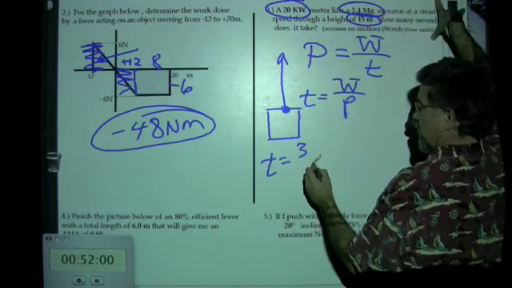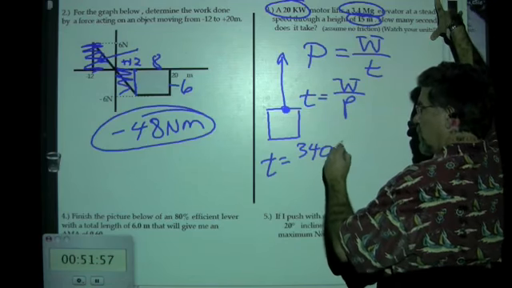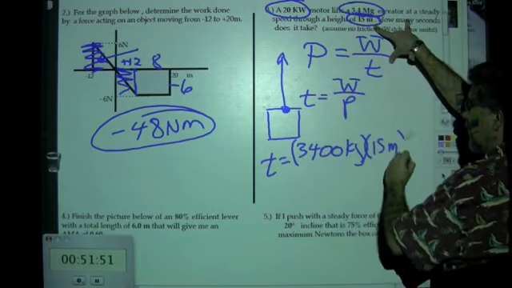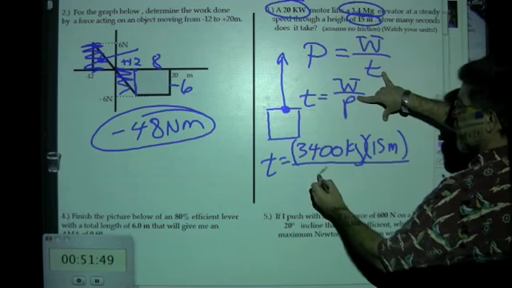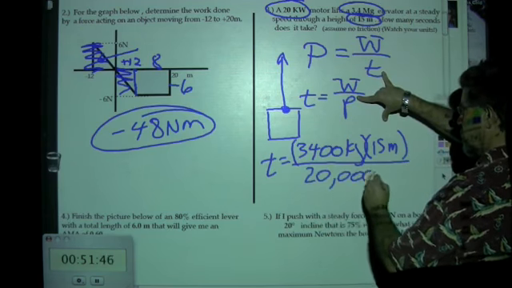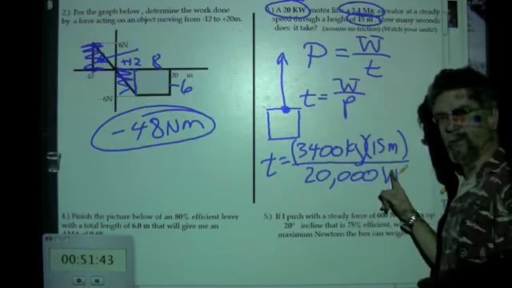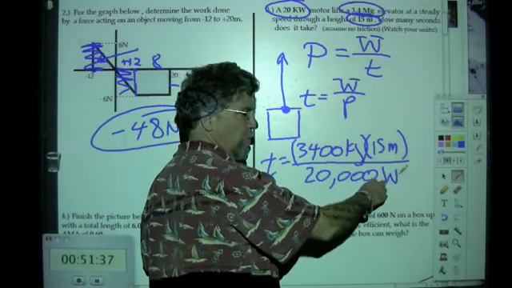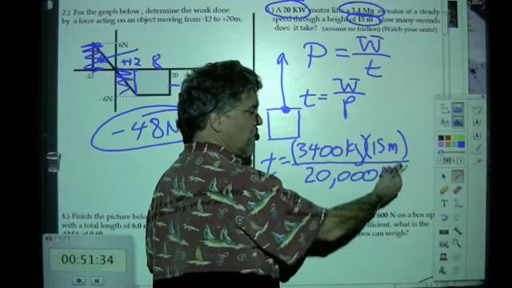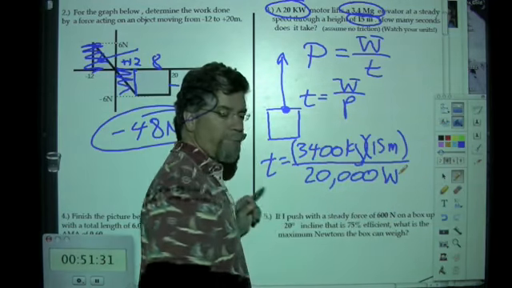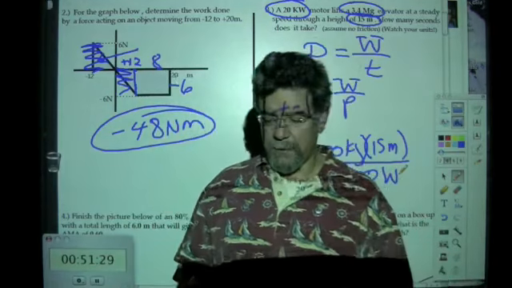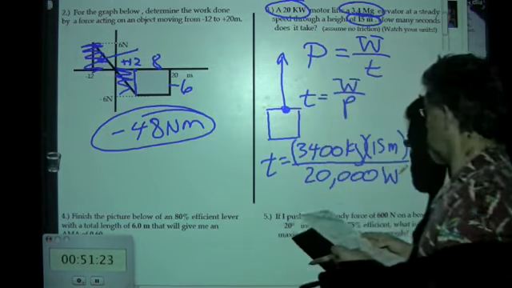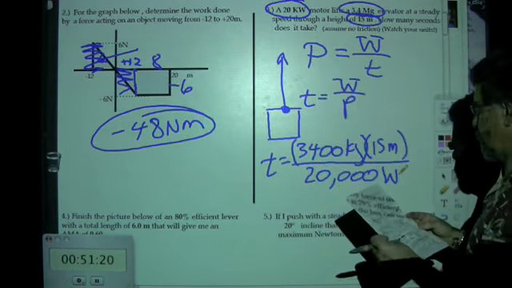Force times displacement. So I have 3.4, but that's megagrams, so let's go ahead and put that in terms of kilograms. It's 3,400 kilograms times my change of position, which is 15 meters up, and divide that by the power, which is 20 kilowatts, so that's 20,000 watts. Now the watt is a newton meter per second. So when you punch all that in, you'll get seconds. You can do that because a newton is a kilogram meter per second squared, and then you divide that by meter and you end up with seconds. You can prove that to yourself. And we end up with 2.55, I think if my numbers are right. I did this earlier. And that's 2.55 seconds.